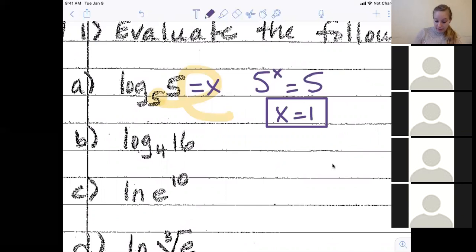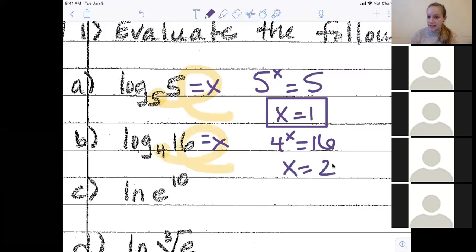Next one's very similar. I'm going to set it equal to x. I'm going to start at 4, and then I'm going to wrap around. 4 raised to the x equals 16. Okay, 4 to what power equals 16? Oh, I know that 4 squared, or 4 to the second, is 16. So my exponent is 2.